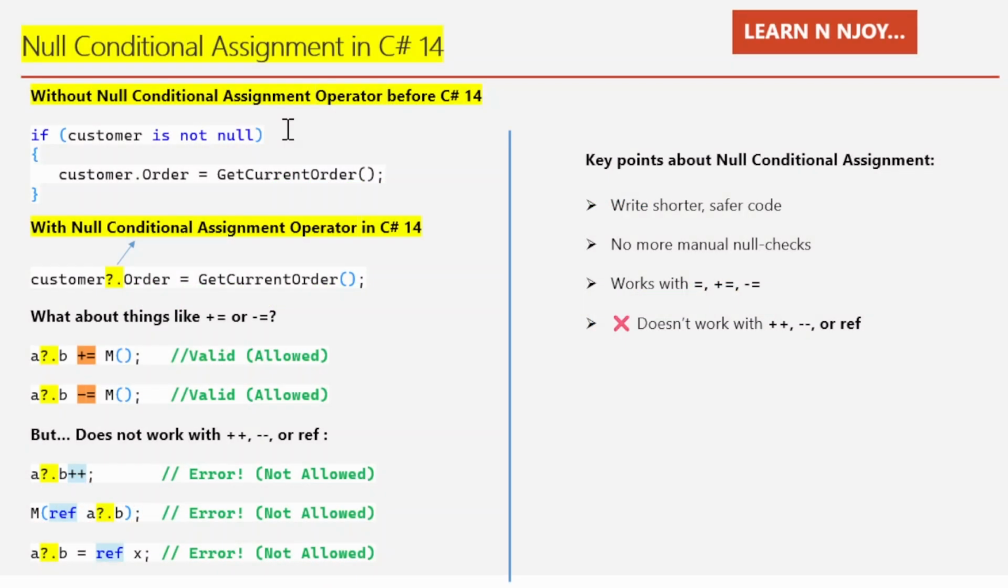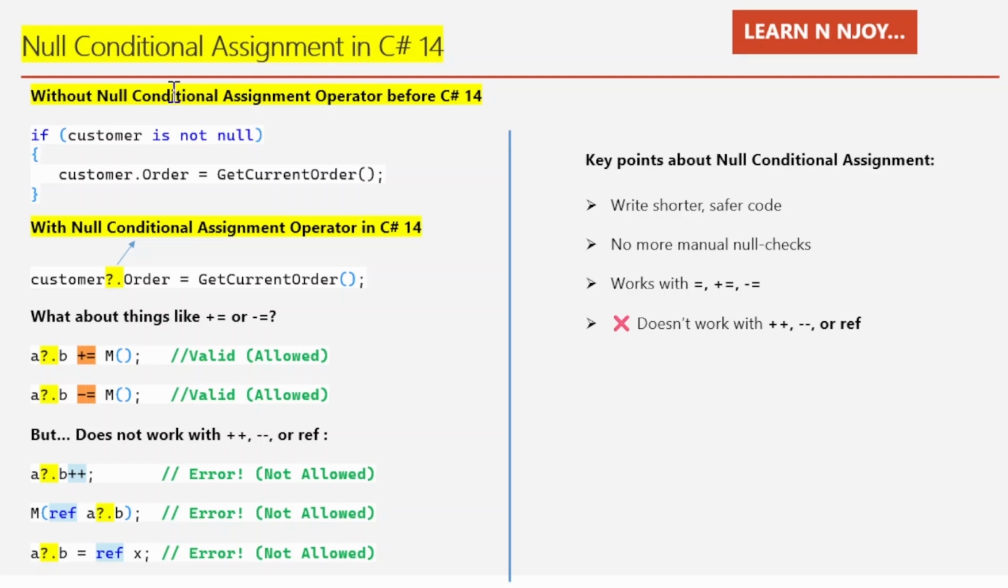Let's talk about a new feature in C# 14, the null conditional assignment operator. It might look small, but it can make your code cleaner and safer. Let's imagine you are working with an object, say a customer. Sometimes it exists, sometimes it doesn't. If you try to access a property on a null object, boom, your program crashes, right? So let's see the example of how we used to handle null objects before C# 14.